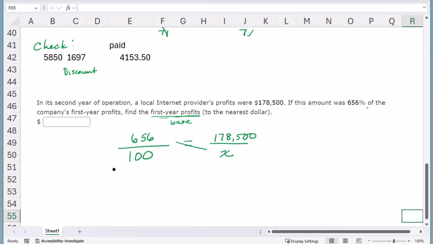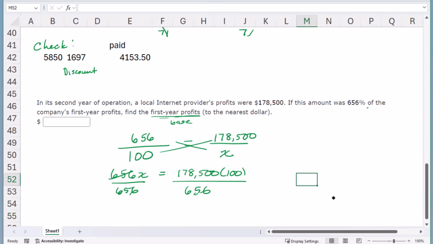So to solve for x, we'll cross multiply. 656x is equal to 178,500 times 100, and then divide by 656. Last year's profits were $27,210.40.